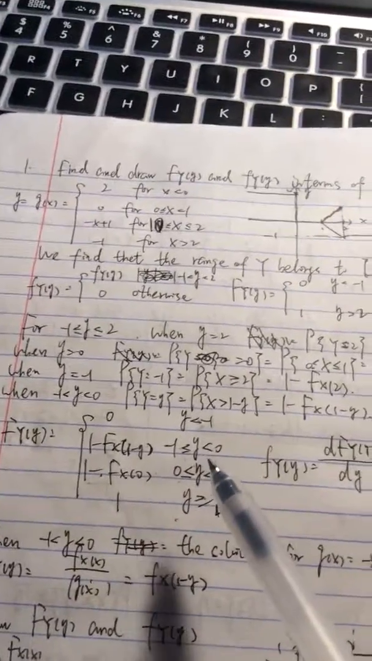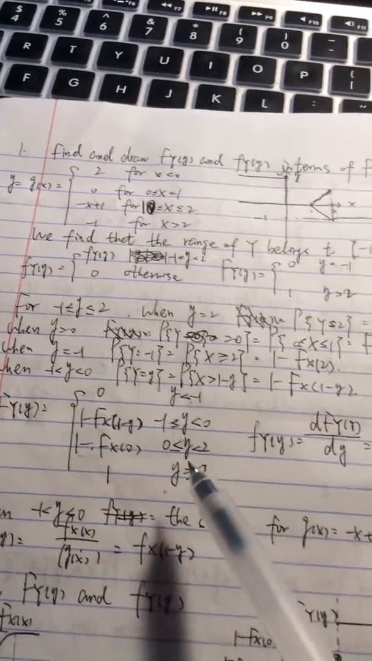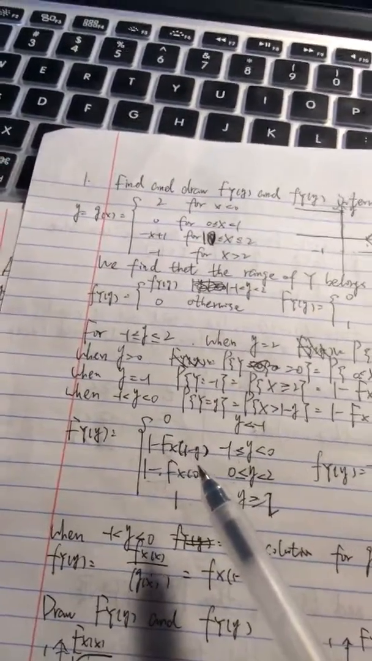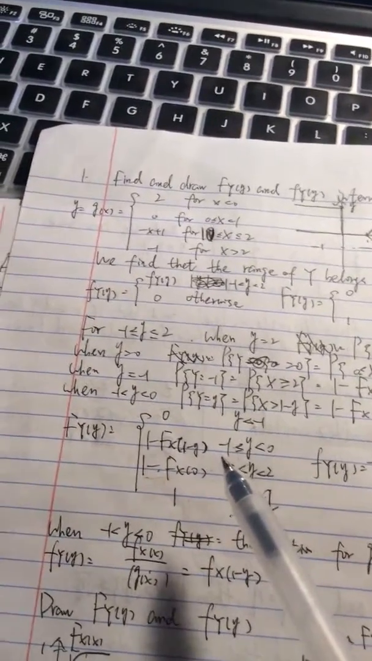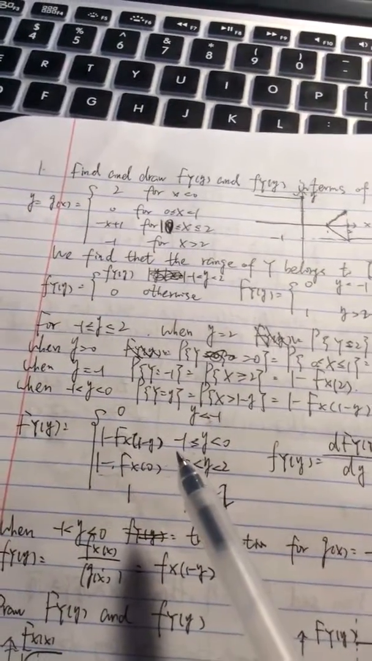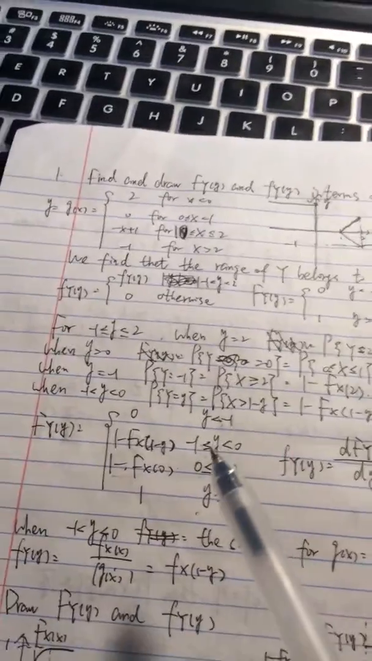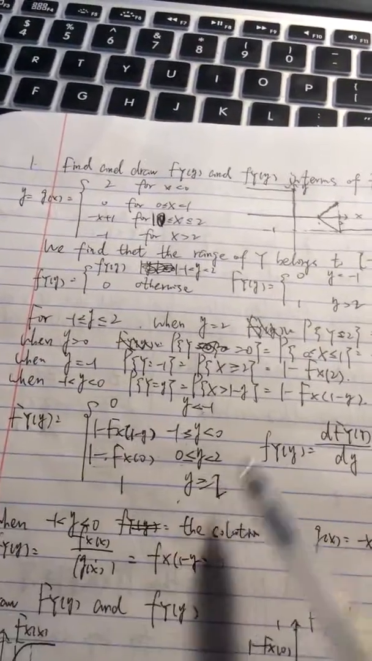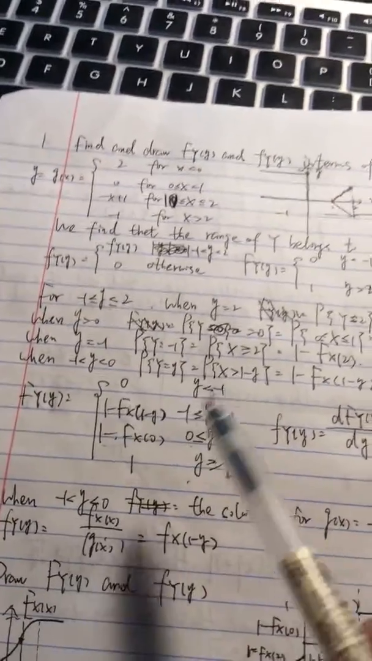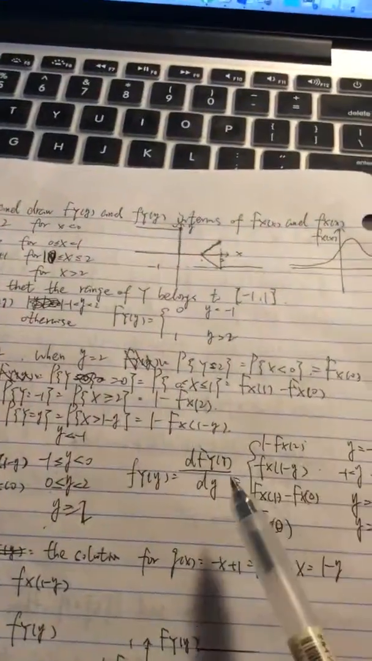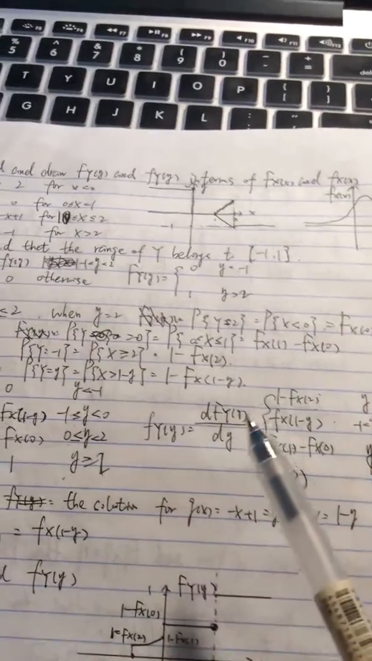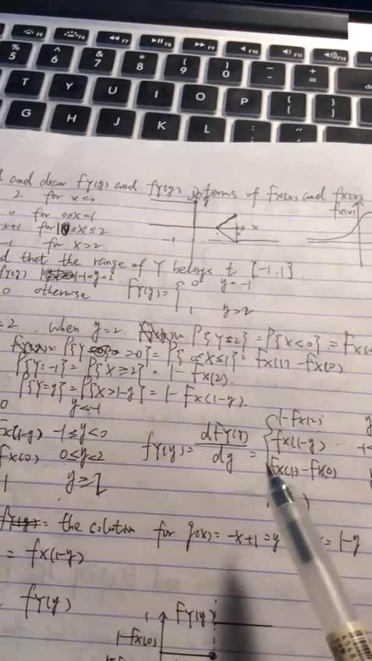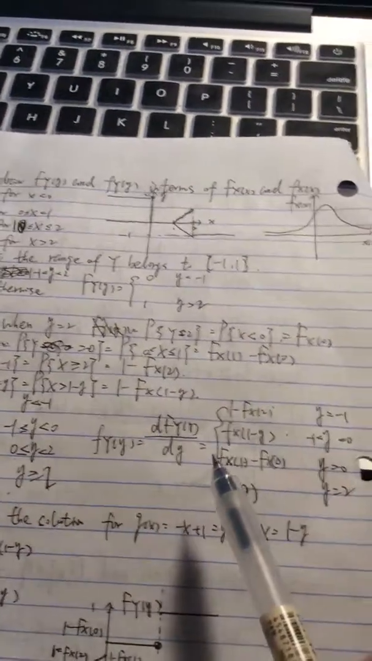It is the same method for y when y is greater than or equal to 0 and less than 2. It shows that the CDF of y equals 1 minus the CDF of x at 0. So it's just the formula of the CDF of y. And then we want to find the PDF of y.